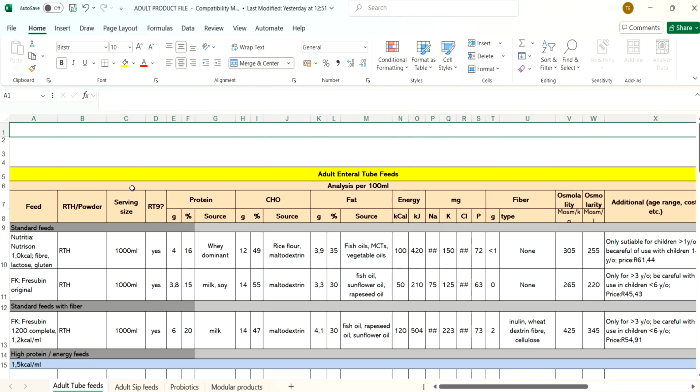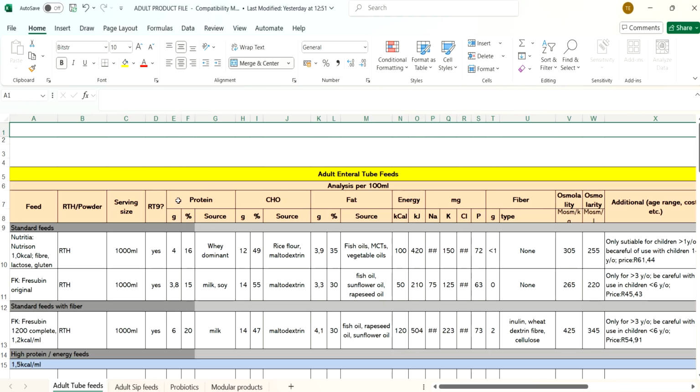And then we have the serving size, whether it's in a 1 liter bag or a 500 ml bag. And then the RTH, so whether it's on tender or not, your product representative or sales representative from the companies will give you this information, or you'll get this from your hospital that you're at. Then we have our macros. So protein, carbs, fats, they're all in grams as well as percentage and the source.